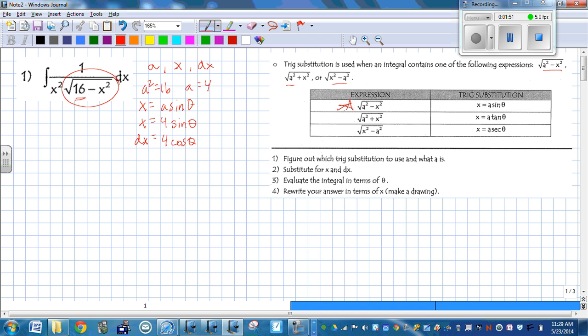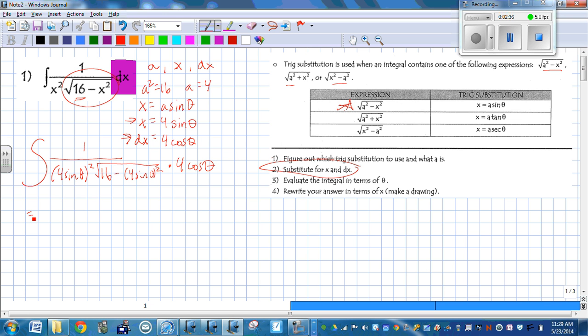So our next step would be to substitute for x and dx. All you're doing is plugging in your x and your dx into the integral. So x is 4 sine of theta, and since it's x squared, just square it, times the square root of 16 minus 4 sine of theta squared. Don't forget, since there's a dx here, you just multiply it by the dx, which is what we found. It's 4 cosine of theta.